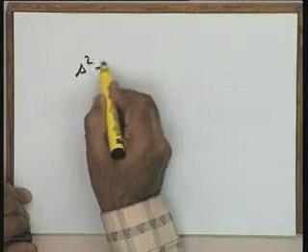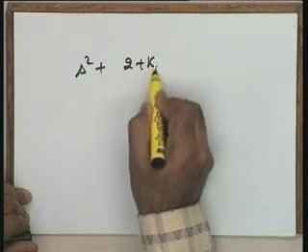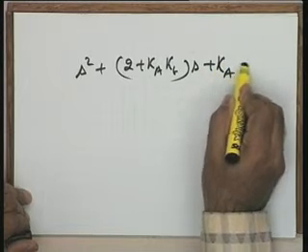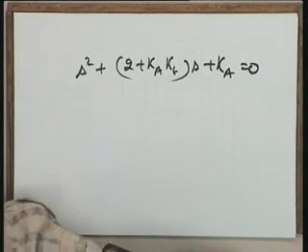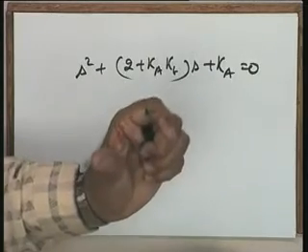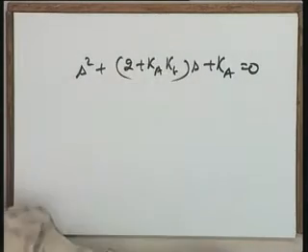What is the characteristic equation? The characteristic equation in this particular case turns out to be S squared plus (2 plus Ka Kt) S plus Ka equal to 0. Please note this point now. I have given this idea to you earlier that poles and zeros of the system may be different than the poles and zeros of the open loop configuration given to you.